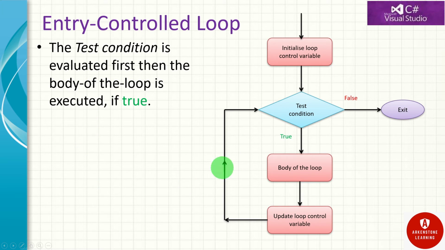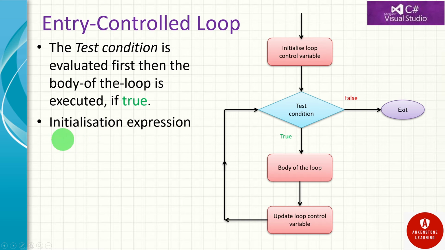So here is the flow chart of an entry controlled loop. So in the beginning, we initialize the loop control variable and then we test the condition. If the condition is true, we execute the body of the loop and then update the loop control variable and then go and check the condition again. If the condition is still true, the body of the loop will be executed and the process continues until the test condition becomes false. This is where the loop terminates.